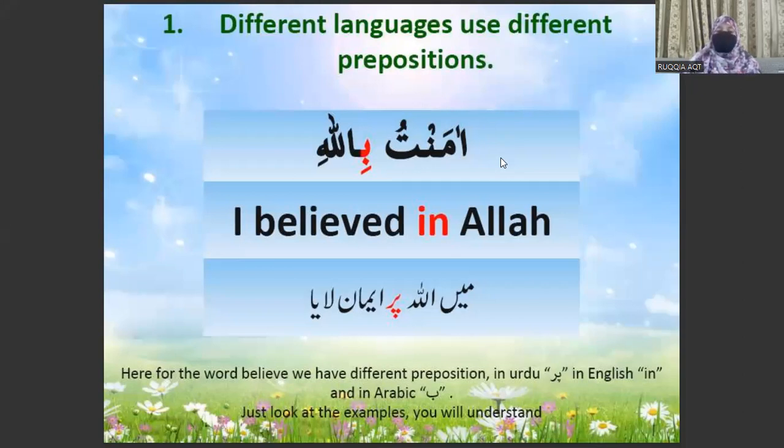For example, in Arabic, we say amantu billahi. Bi is the preposition. In English, we say I believe in Allah. Here, in is the preposition. And in Urdu, we say main Allah par eman laya. Par is the preposition. Bi, in, and par. For the word believe, we have different prepositions in Urdu, English and Arabic. So, different languages use different prepositions.